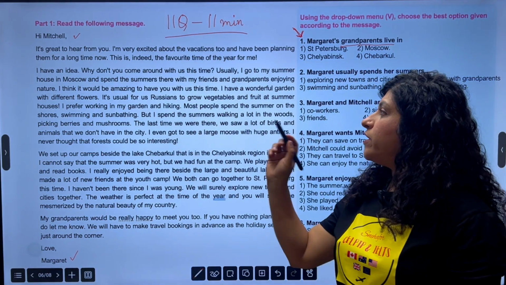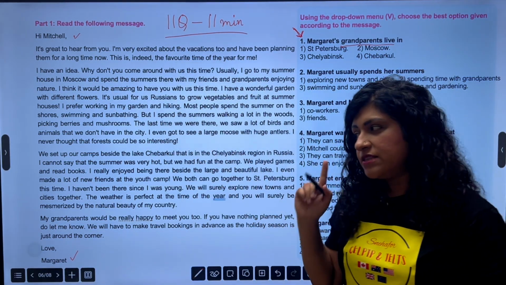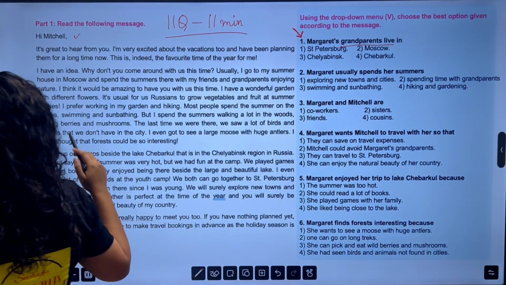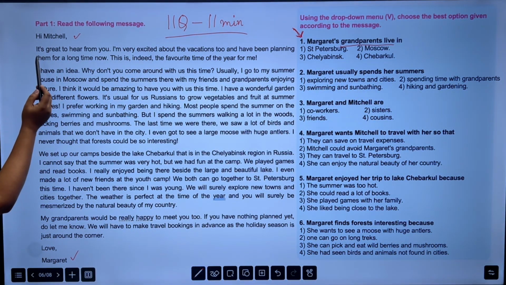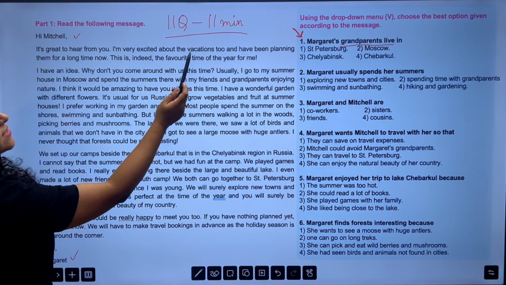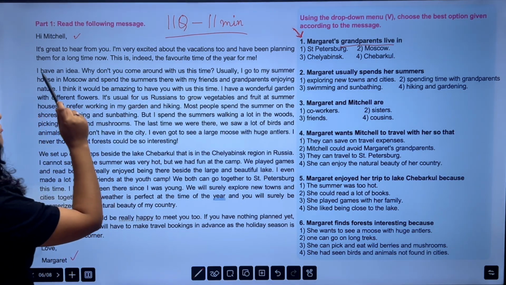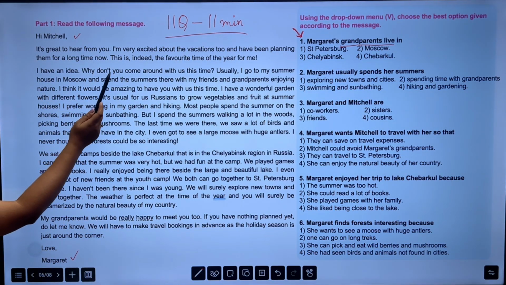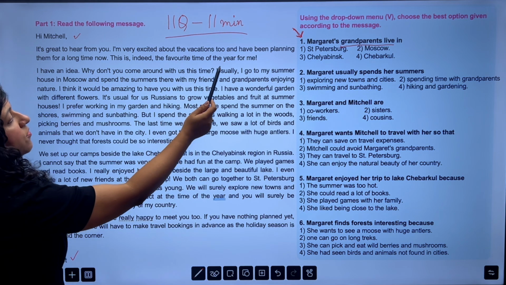So now I am going to scan the text for these keywords. Here it says, "Hi Michelle, it's great to hear from you. I'm very excited about the vacations too and have been planning them for a long time now. This is indeed the favorite time of the year for me."